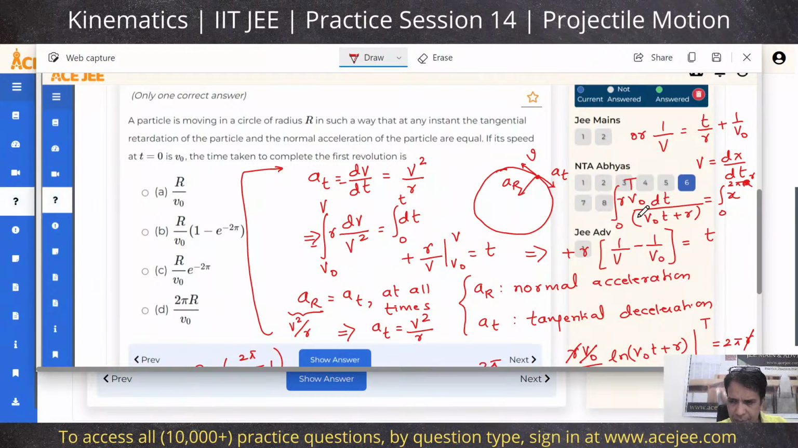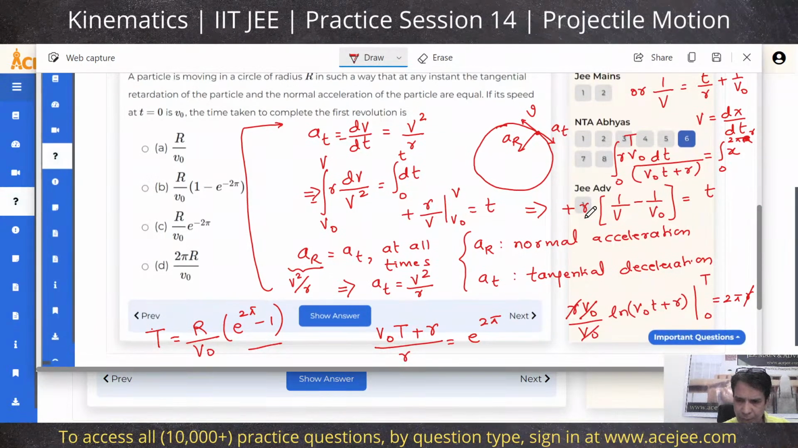v is equal to dx by dt. There's no problem there. So we have it here. So this is good. v is decreasing, so the left hand side is positive, right hand side is positive. That's good. So c by r plus 1 by v0. That is also good. v0t.